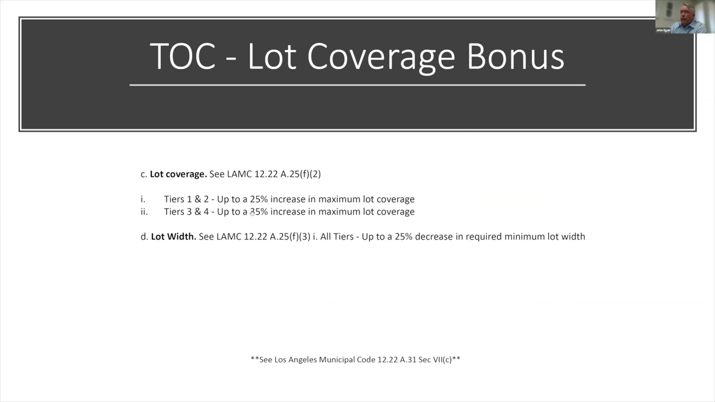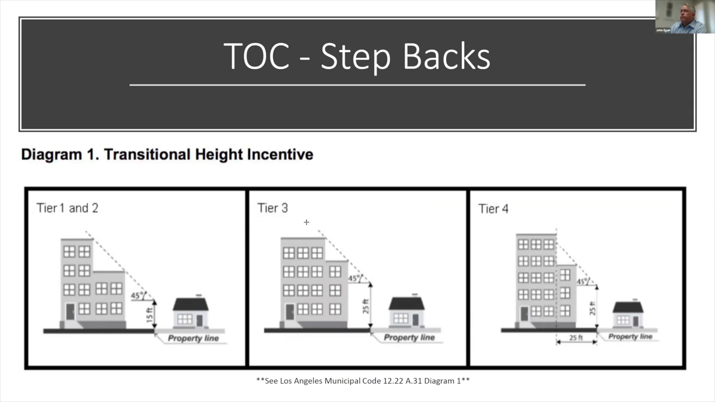And then again, the lot coverage increase. So you get up to increases on lot coverage as well for Los Angeles. One of the things in general to be recognized is transitional height incentives. This slide is associated to the TOC, but this does apply to overlay zones of all different types. And that is, at which point does your envelope or your building setback associated to adjacent property?